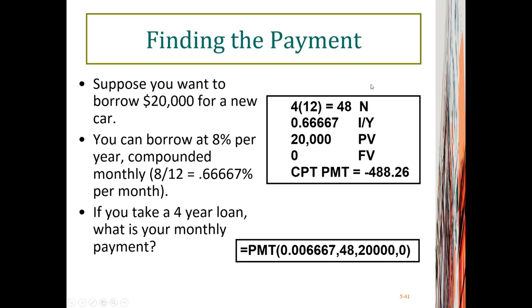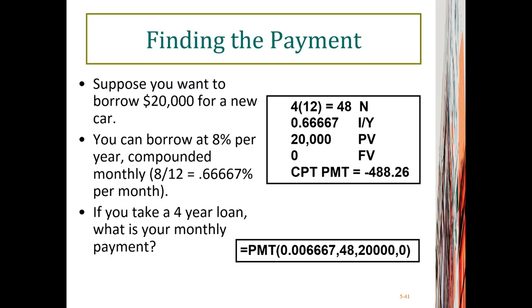So here's more examples. Let's say you want to borrow $20,000 for a new car, and you can borrow at 8% per year, compounded monthly. So the monthly interest rate should be 0.6667%. If you take a 4-year loan, what would be your monthly payment? Previously, we used the 5 keys to calculate PV. Now, knowing the PV, we can calculate the monthly payment.